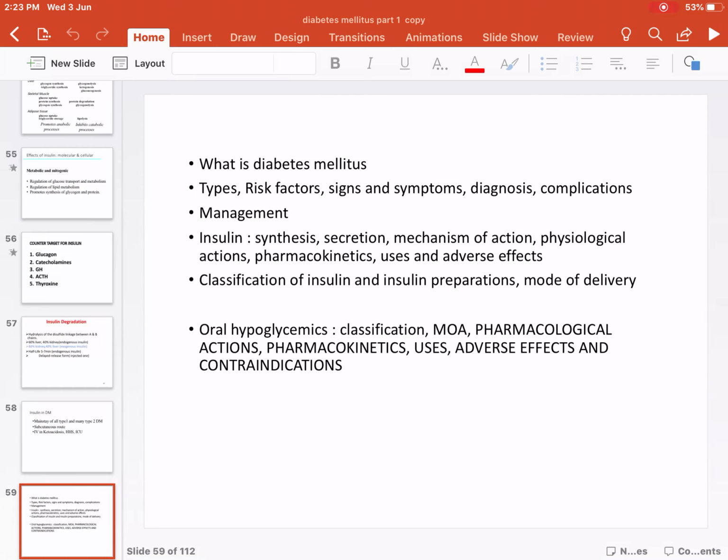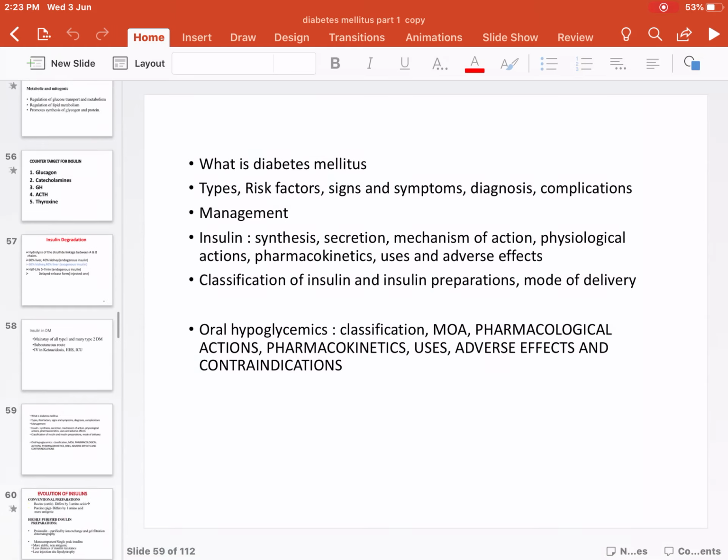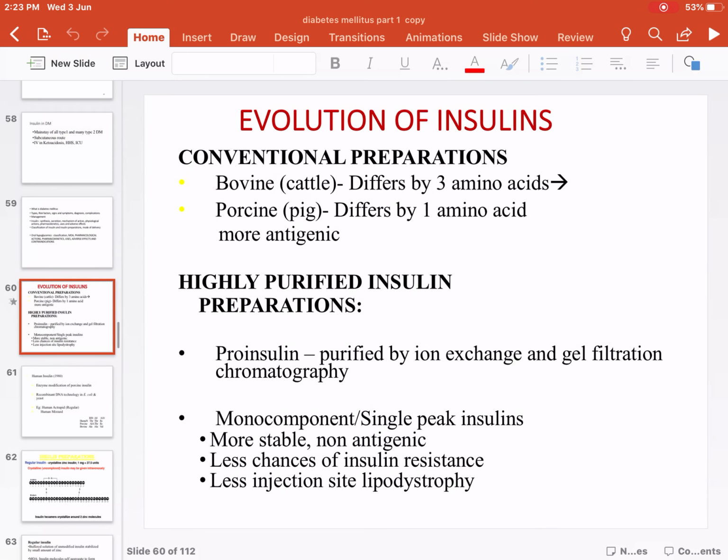In insulin, we learnt about how it is synthesized in the pancreas, secretion of insulin from the pancreas, mechanism of action of insulin acting on the insulin receptors, physiological actions, pharmacokinetics, and uses. Today we'll learn about adverse effects, how you classify insulins, what the insulin preparations are and the mode of delivery. So we'll continue with insulin preparations.